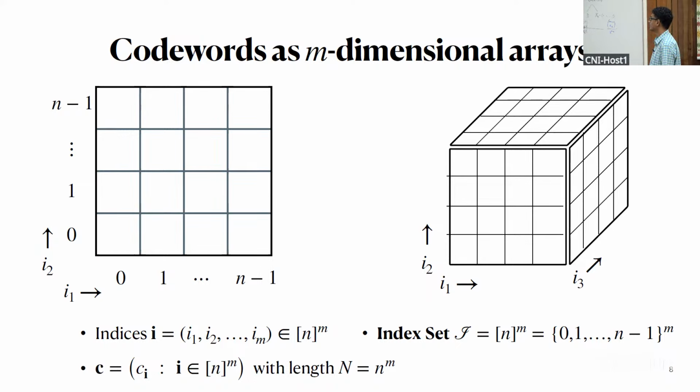So in general, if you have an m-dimensional tensor, this is how you index a position in the tensor. Right? So you take I1 to Im, which come from box n. Box n is simply the set 0 to n minus 1. And this becomes my index set, the Cartesian product of box n with itself m times. And this is how I write my code word. So the ith bit in my code word is c suffix vector I, the m-tuple I, and the m-tuple I lives here, and of course the block length is n to the m.